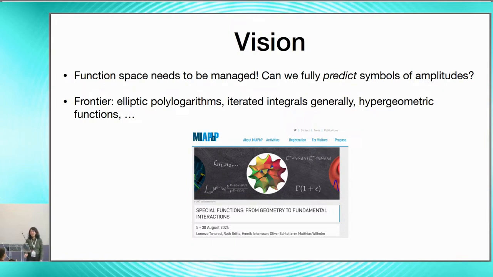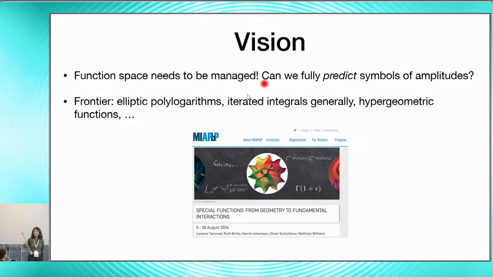Many of us are interested now in to what extent we can fully predict symbols of amplitudes. This idea is what goes now by the name of the symbol bootstrap. What exactly are the arguments of the logarithms, and in what order can they appear? More generally, we're looking ahead to elliptic polylogarithms, other families, iterated integrals more generally.